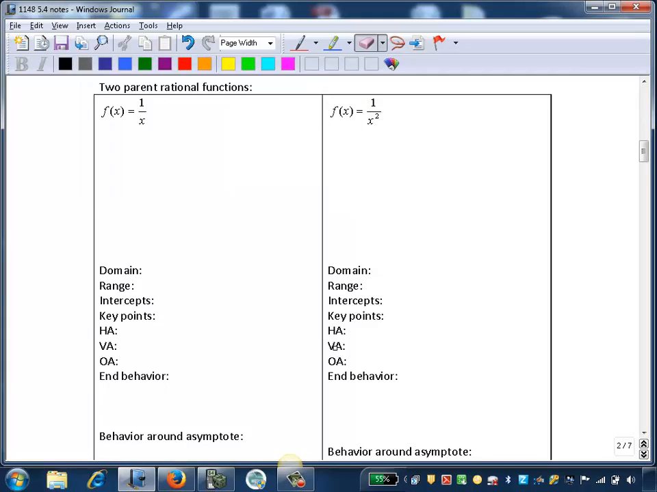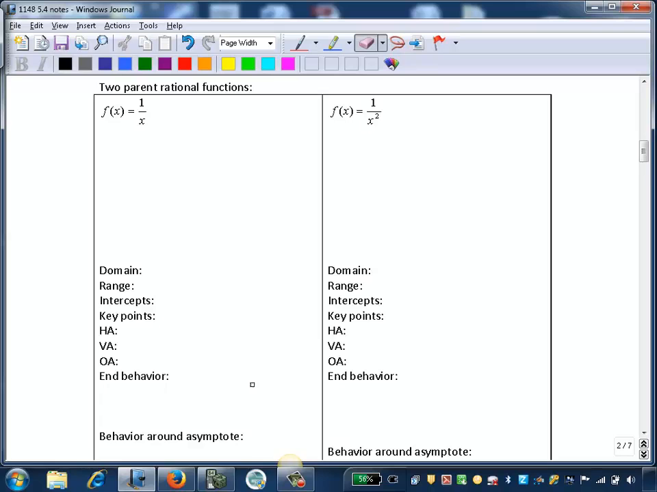We'll now introduce the two parent rational functions. We've actually looked at one of these, f of x equals 1 over x. We looked at this briefly in the earlier part of the course when we were looking at that library of functions, those basic parent function shapes that we could perform transformations on. So this one should be vaguely familiar, but we're going to study it in more depth now, and now we're going to introduce f of x equals 1 over x squared as well.